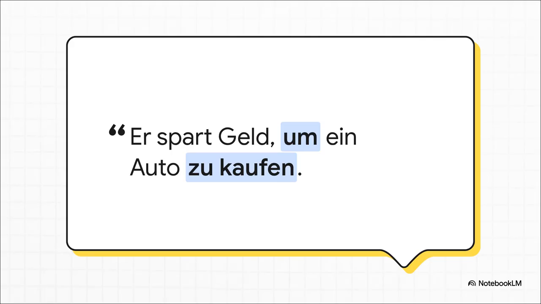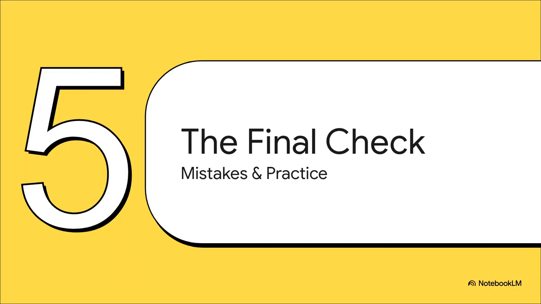Er spart Geld. He is saving money. Why? What's the purpose? The answer is um ein Auto zu kaufen, in order to buy a car. And notice the structure. The um shows up right after the comma, but our old friend zu kaufen still follows the main rule and goes all the way to the end. Okay, we have covered a lot of ground. The main rule, the three triggers, the separable verbs, and the purpose upgrade.